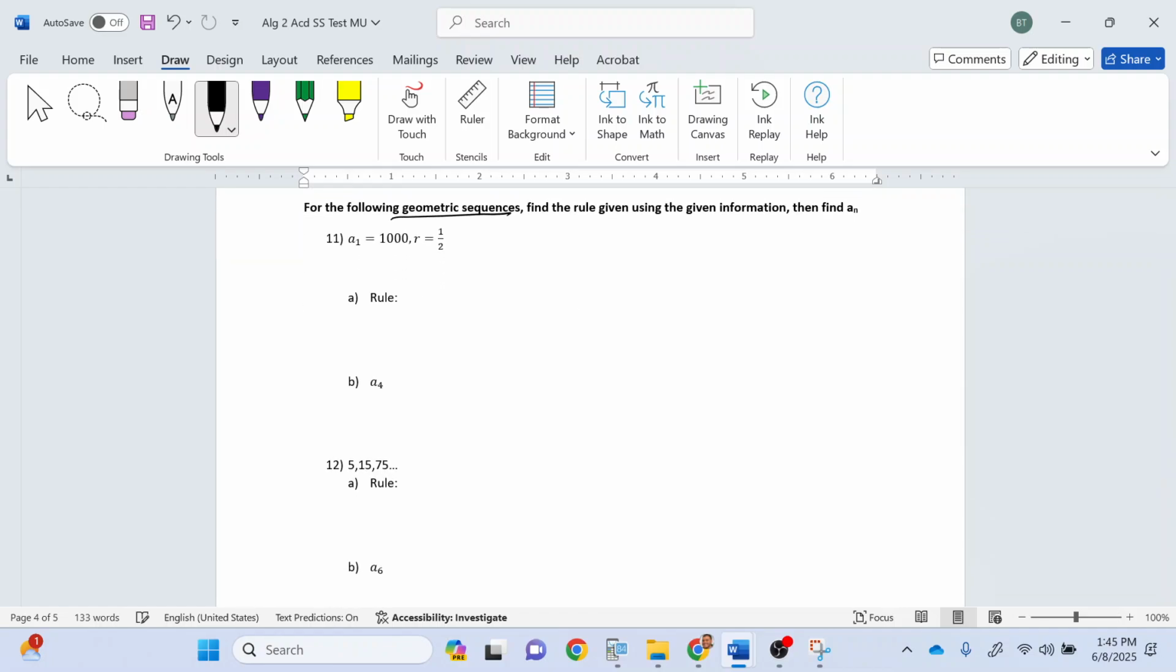These are geometric sequences. I don't even waste my time to trick you. It just tells you it's a geometric sequence. The formula for a geometric sequence is a1 times r to the n minus 1 power. Make sure it's an exponent. So in this case, it's 1,000 times 1 half to the power of n minus 1. It's the fourth power.